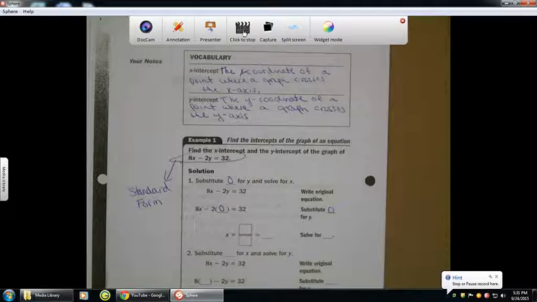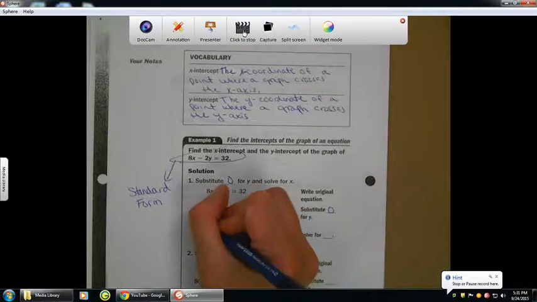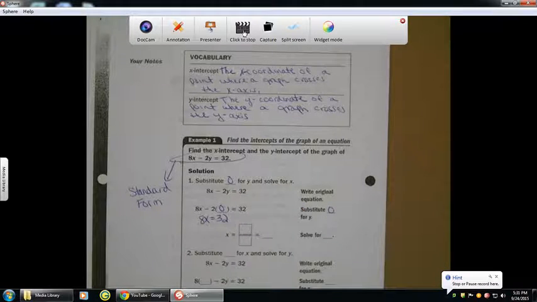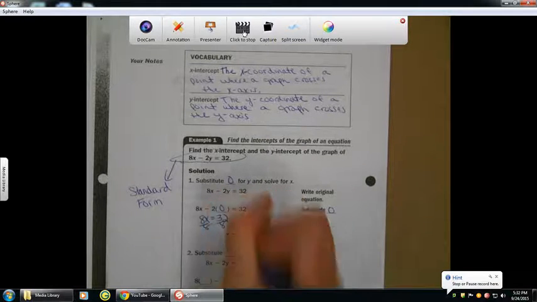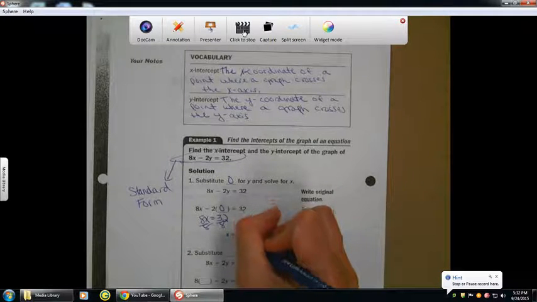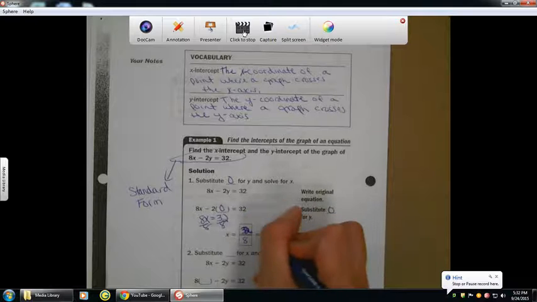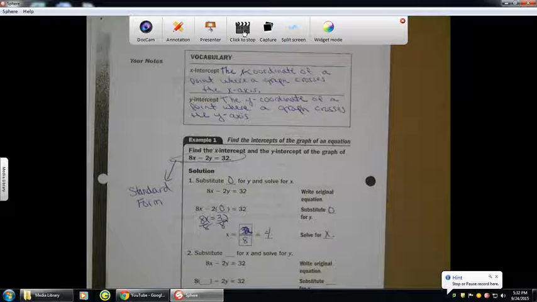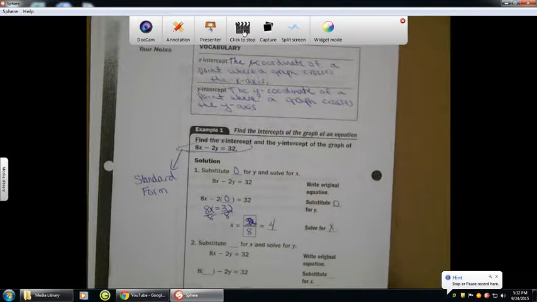And when we do that, we are left with 8x equals 32. And then we solve for x by dividing both sides by 8. 32 over 8 equals 4. All right. Now we're going to take that same equation and we're going to find the y-intercept.